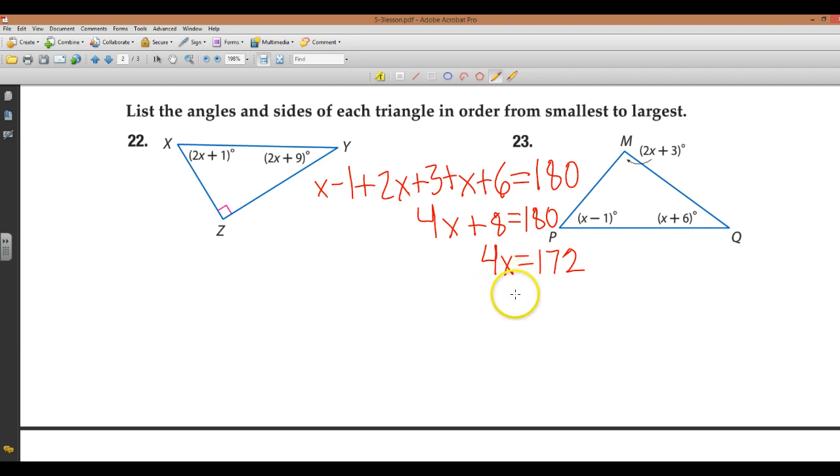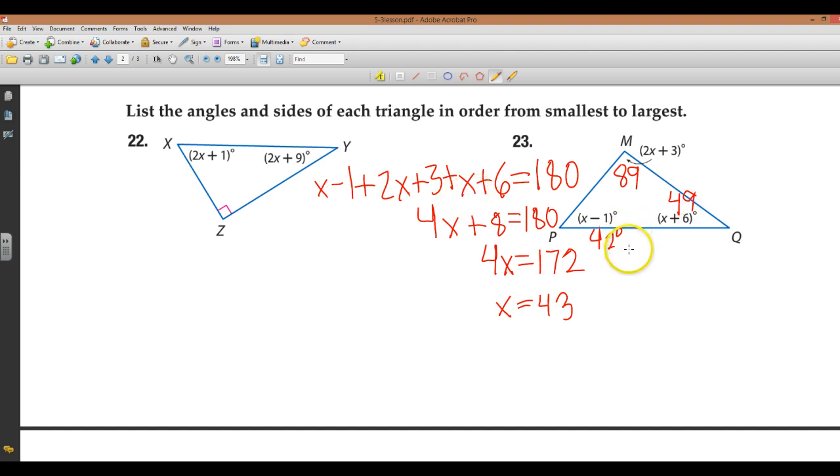And if we divide by 4, x is equal to 43. And then we'd substitute that back in. So we have 43 minus 1, or 42 degrees. We have 43 times 2, so that would be 86 plus 3 is 89. And we have x plus 6, so 43 plus 6 would be 49.